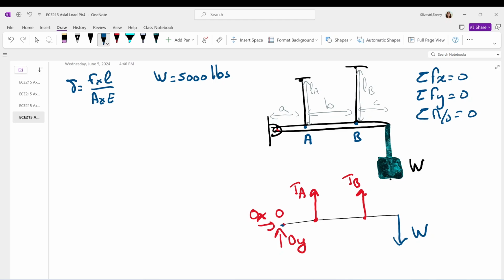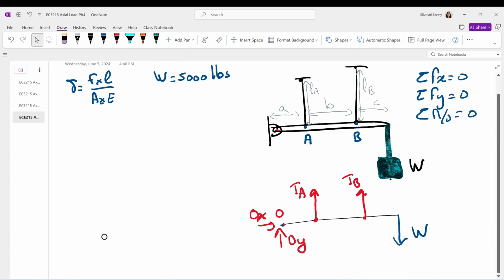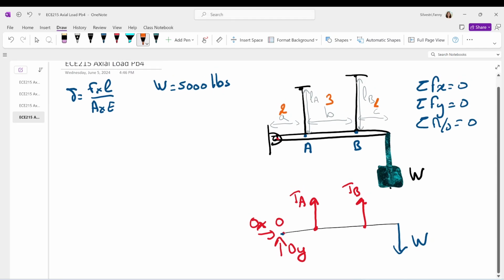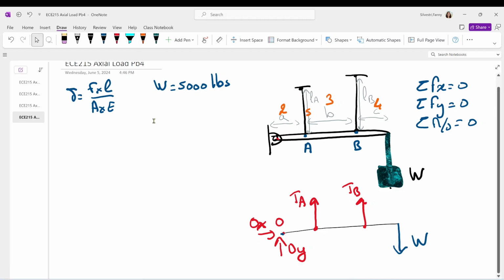Let's give some data. We are in pounds, so let's give some data in feet. I will use something big and let's put them in orange so we can see them well. All the data is in feet. Let's say this is 2 feet, this is 3 feet, this is 4 feet, and let's say LA is 5 and LB is 6. So 2, 3, 4, 5, 6. This is all dimensions in feet.